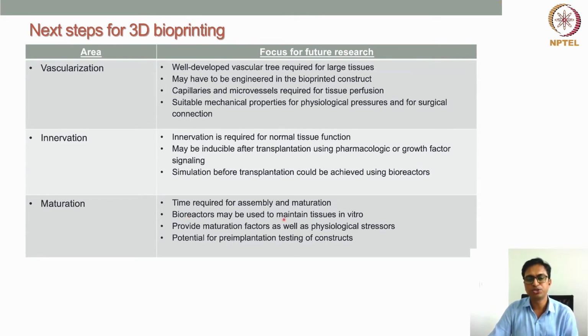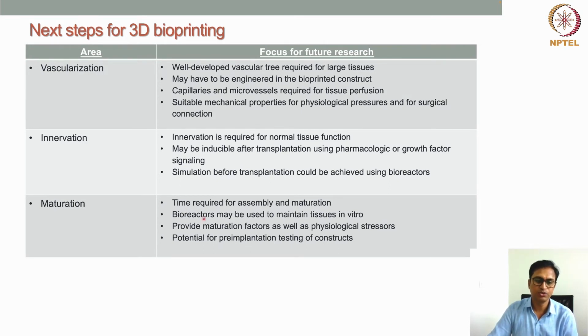Now bioreactors may be used to maintain the tissues in vitro. Because in static culture, most of the time it has been seen that the tissues lose their physiological function, because in the in vitro condition, in static culture, they cannot mature. And when we provide them dynamic culture conditions, mimicking or simulating the body's physiological conditions, then the tissue maturation is faster, and the tissue can grow into a mature tissue, right? So that's why bioreactors are mostly used.